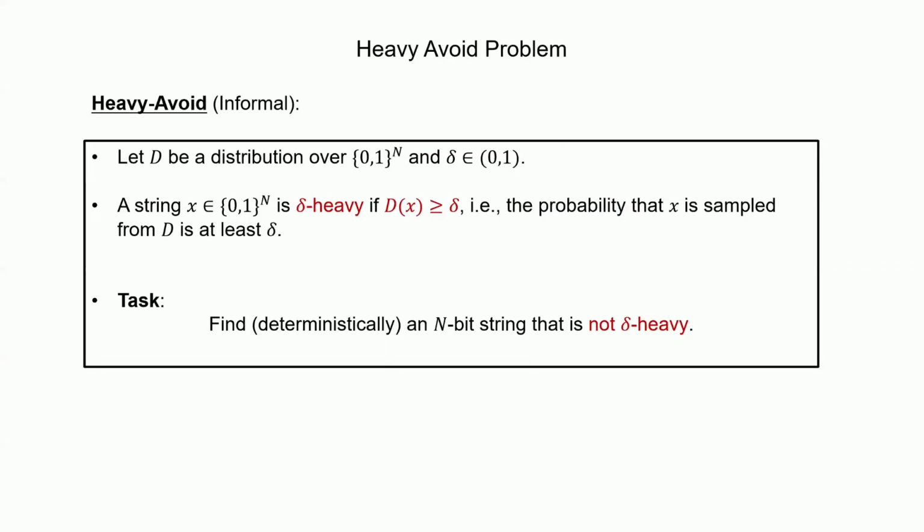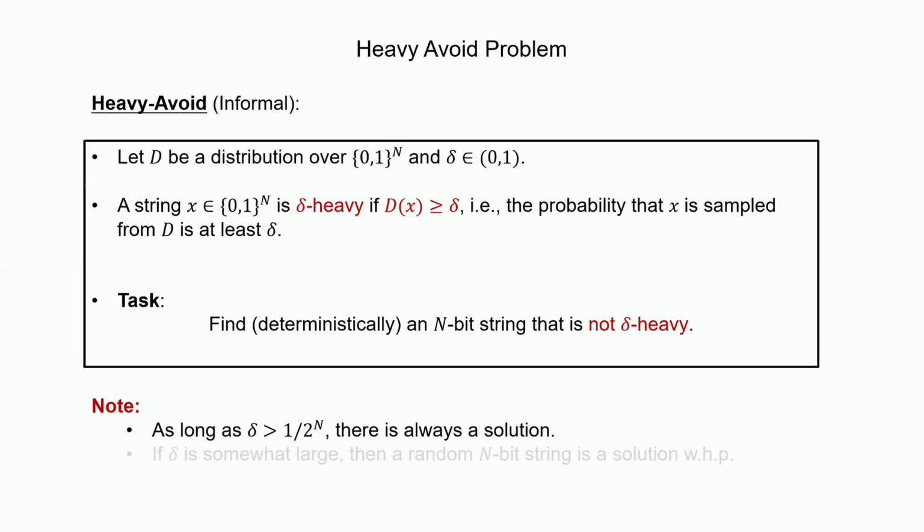Let me first give an informal definition of the heavy avoid problem. Let D be a distribution over n bits. Here we use capital N. And let delta be a number between 0 and 1. We say that an n-bit string X is delta heavy with respect to D if the probability that X is sampled from D is at least delta. Our task is to deterministically find an n-bit string that is not delta heavy. In other words, we want to avoid a heavy element.